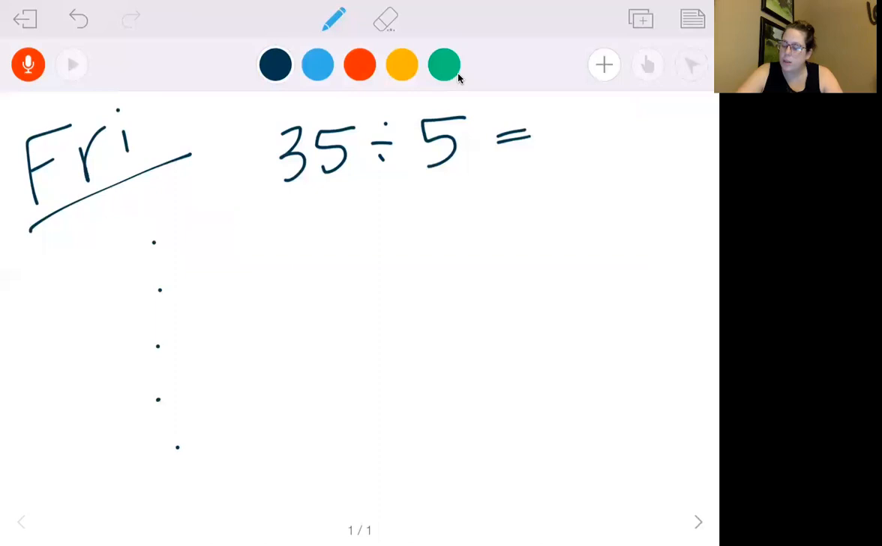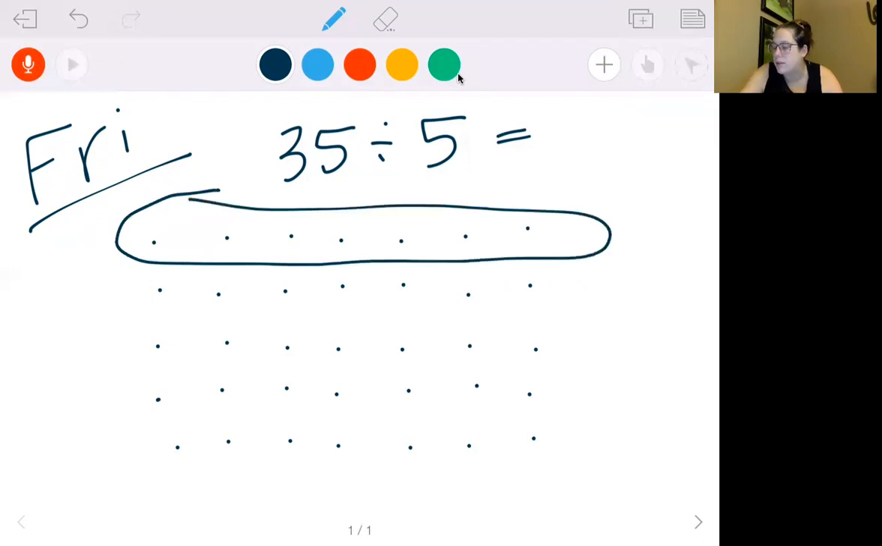So that's 1, 2, 3, 4, 5, and so on, up through 34, 35. So I have 5 rows, and let's see how many are in each row. So I would count this. 1, 2, 3, 4, 5, 6, 7. So that tells me 35 divided by 5 is 7.